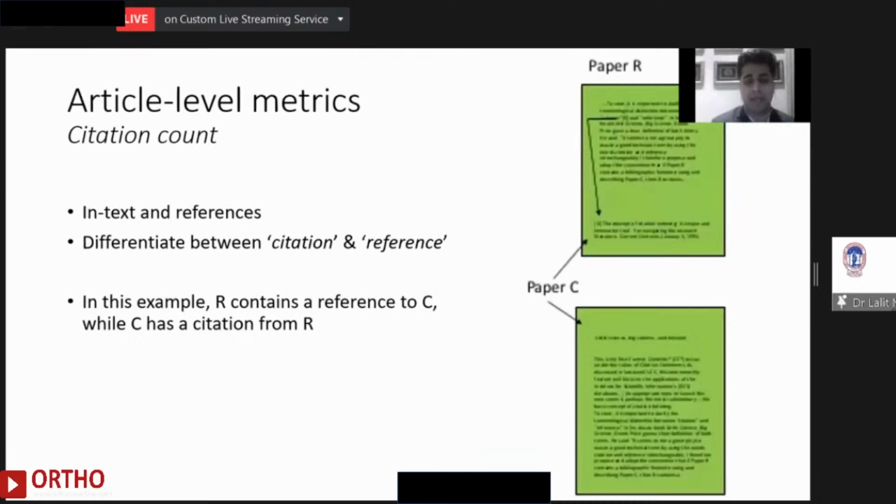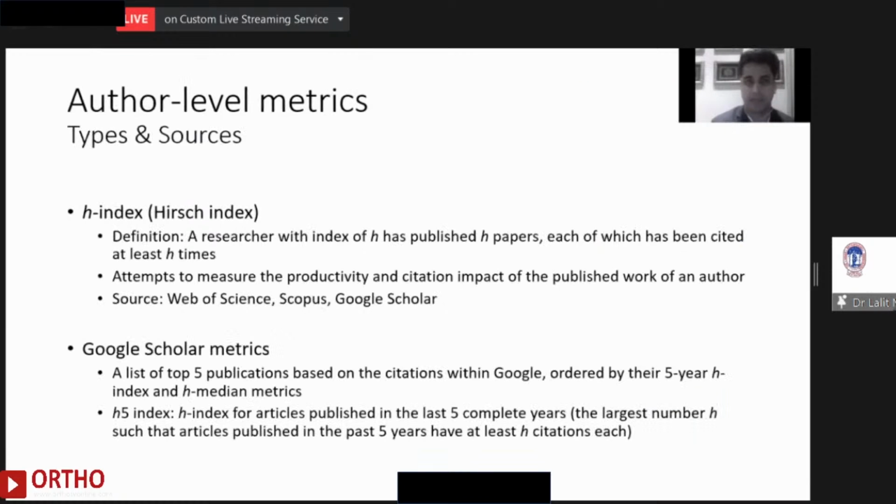The citation count is really how many times that particular article has been cited, or how many times you actually use it as a reference to your article. So understand the difference between citation and reference. I've put one article here which says paper R really has a reference to paper C, whereas C actually has a citation from R. So that's how you understand what a citation is and what a reference is.